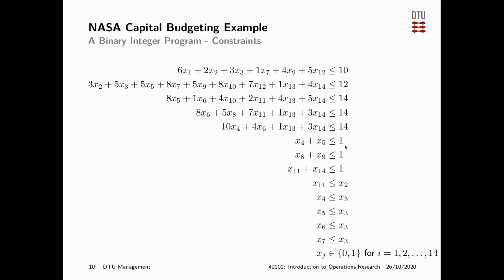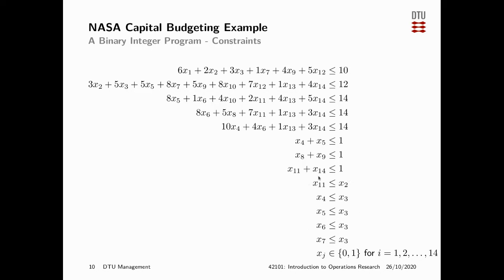The second block of constraints down here just ensure that I don't pick any incompatible missions. You might remember that missions 4 and 5 were incompatible, and this constraint just guarantees that I pick at most one of those 2 missions. The same is true for missions 8 and 9, and the same is also true for missions 11 and 14.